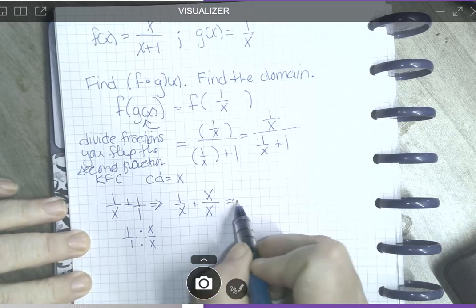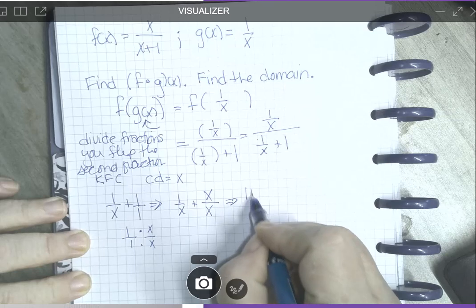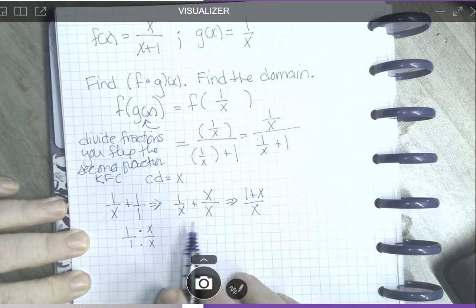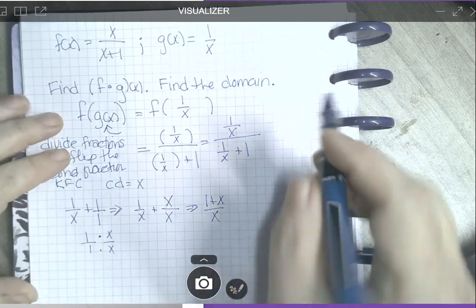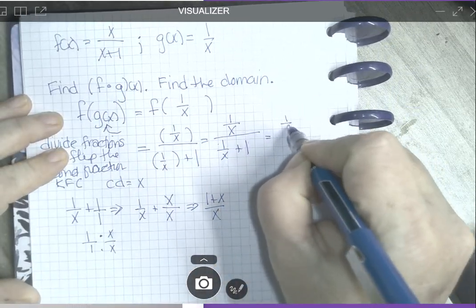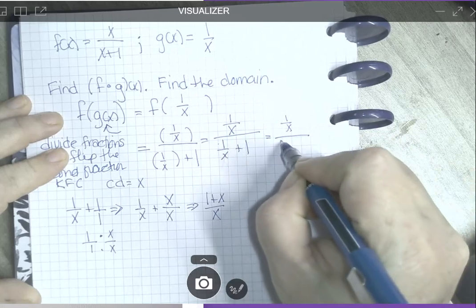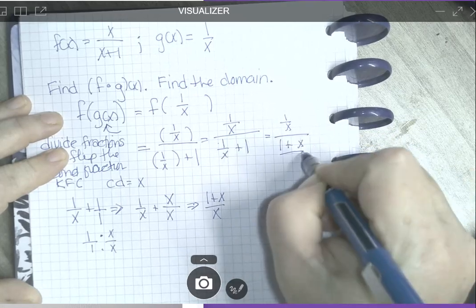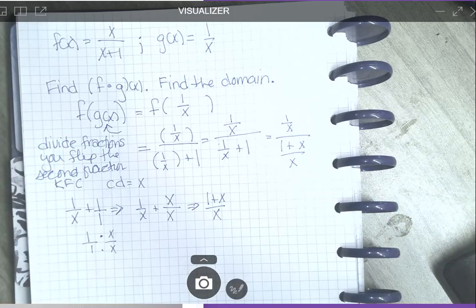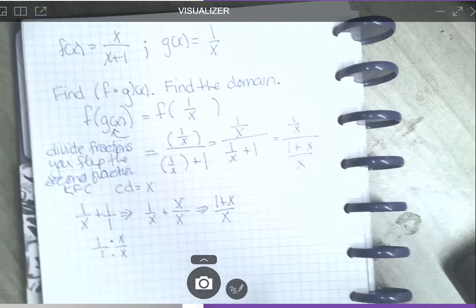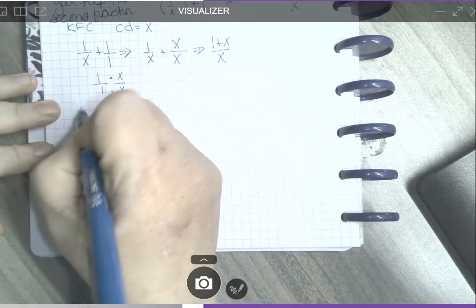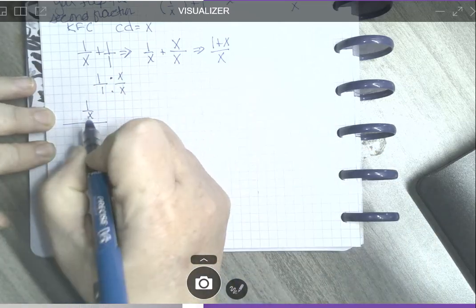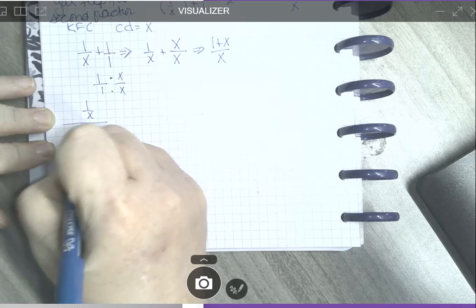Now I look at it and say, hey, I have a common denominator. I can put it together, and we have 1 over x. I'm going to move my paper over here. So now we have 1 over x all over 1 plus x over x. Now what's really cool about this is we have a fraction over a fraction. Awesome. Now I have to move my camera a little bit. I'm going to rewrite it here. We have 1 over x all over 1 plus x all over x.